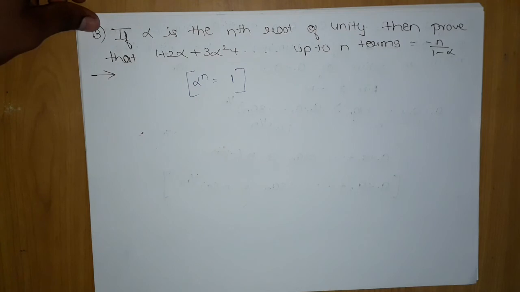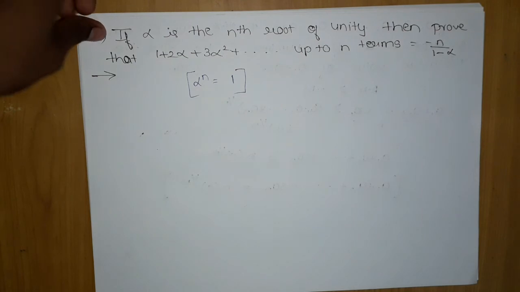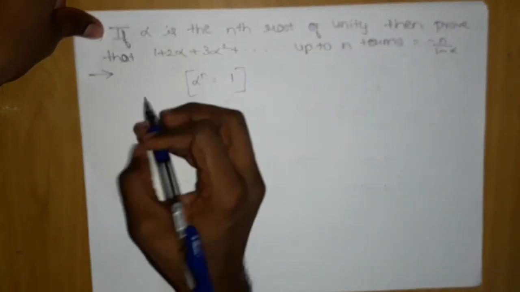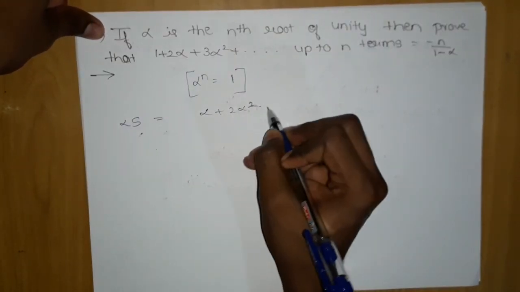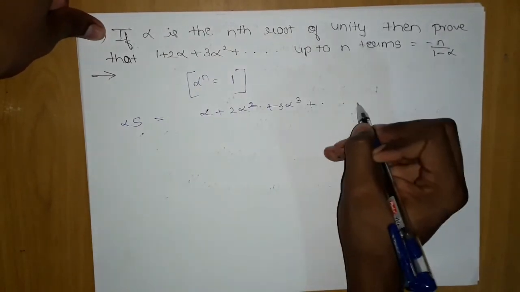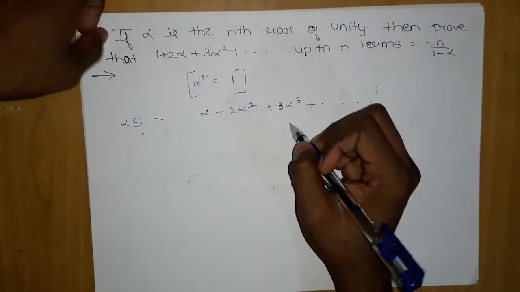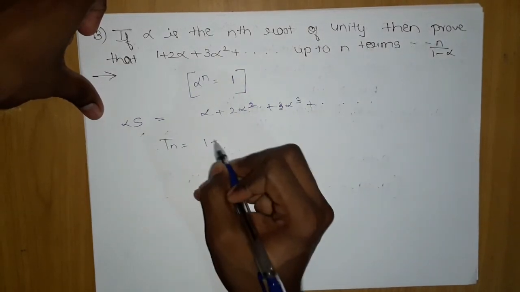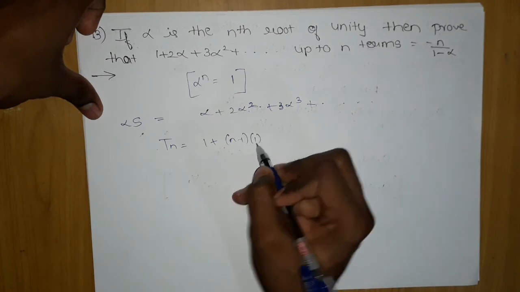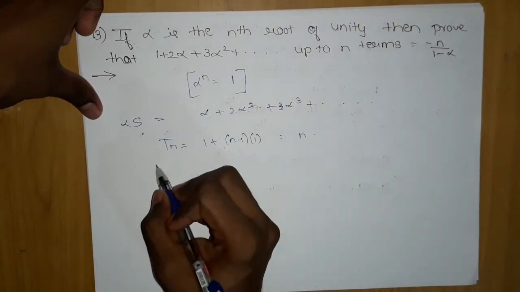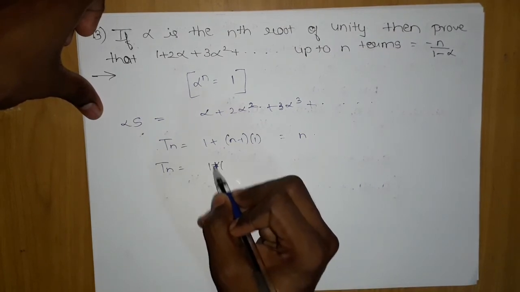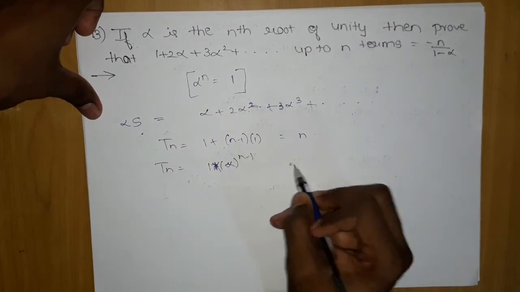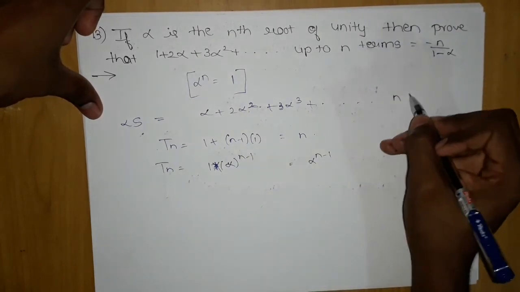So if alpha is the nth root of unity, prove that 1 plus 2 alpha plus 3 alpha square till n terms is minus n upon 1 minus alpha. Now if you observe, it is AP into GP. I will just multiply by alpha. What I get is alpha plus 2 alpha square plus 3 alpha cube, and so on till n terms. Here I need the Tn term: 1 plus n minus 1 into 1, which gives me n. My GP Tn term is 1 into alpha power n minus 1, nothing new. So it is n into alpha power n minus 1.